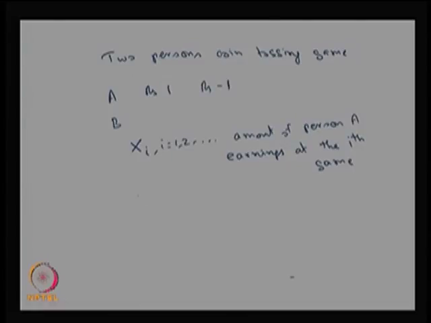I can create a random variable Sn, which is nothing but the summation of Xi, where i is equal to 1 to n. Therefore, Sn denotes the amount earned by person A at the end of the nth game, that is, the total amount. So, Xi denotes how much he is going to earn at the end of each game, whereas Sn is the total amount earned by person A at the end of the first n games.